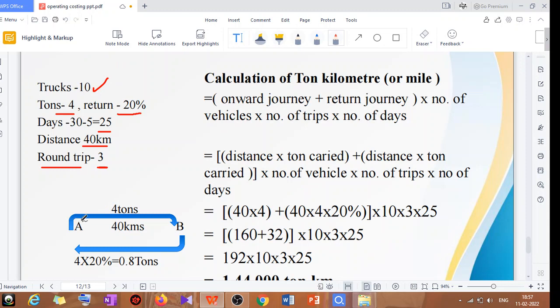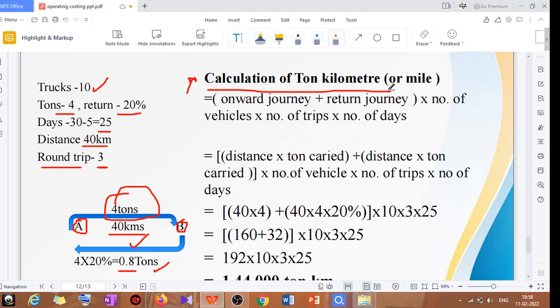You can see here. Think that from A to B, what is the goods carried? How much ton? 4 tons. A to B distance was 40 kilometers. While returning, B to A, the distance remains the same, 40 kilometers only. Got it. But whatever the ton carried, they mentioned 20% when returning. It means out of 4, only 20%, 0.8 tons when returning. Clear? So let us see what is the calculation part here.